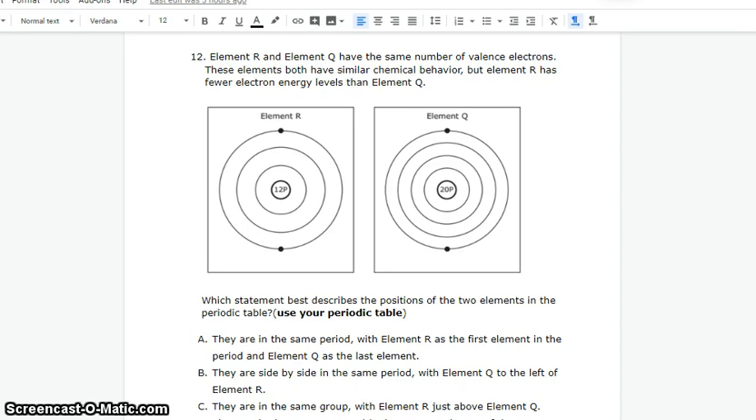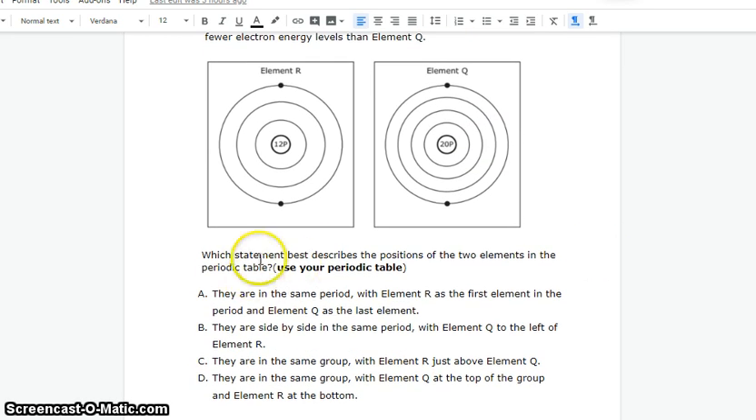Number 12. Element R, which has 12 protons, and element Q, which has 20 protons, so look at those on your periodic table, have the same number of valence electrons. These elements both have similar chemical behavior, but element R has fewer electron levels than element Q. Which statement best describes the positions of the two elements on the periodic table? So find these on the periodic table, 12 and 20.